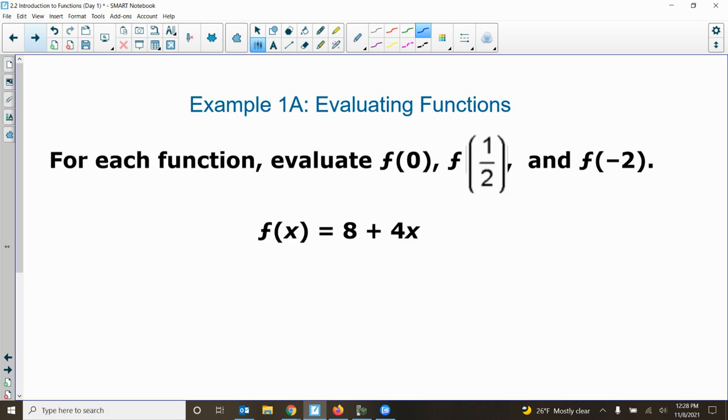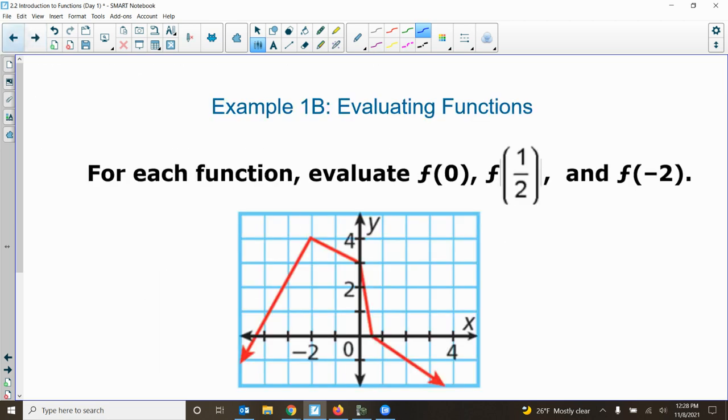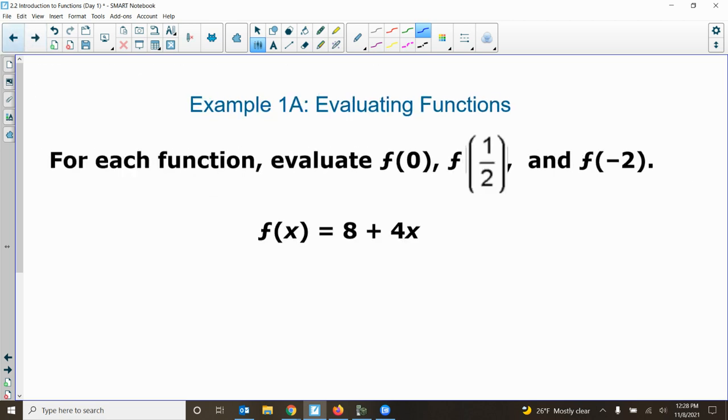Okay. Let's evaluate some functions. Just a couple more slides, I think. This one, and then this one. Then piecewise. Okay. So look at the function here. F of x equals 8 plus 4x. That means whatever your x is, you're going to multiply it by 4 and then add 8 to it. That's what it means.